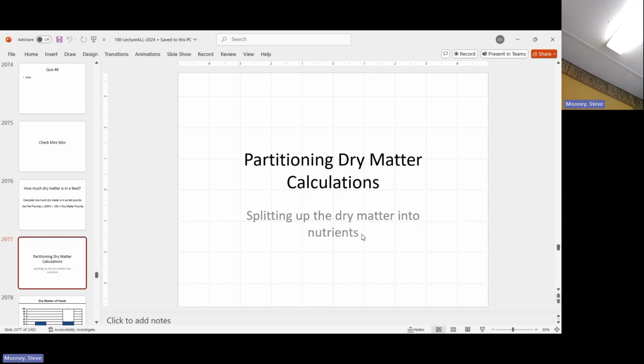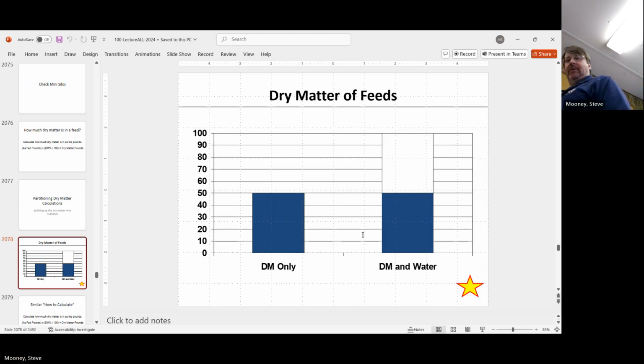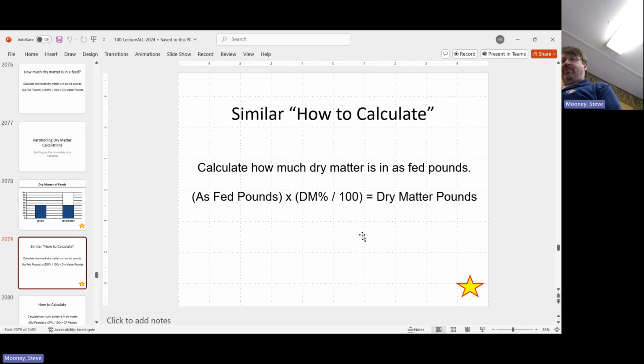So we're going to try to divide everything up for our feeds. The first step is we're going to separate the dry matter from the water. And then we're going to take the dry matter and divide it up into the different nutrient classes. And you use the same sort of equation that we used before.